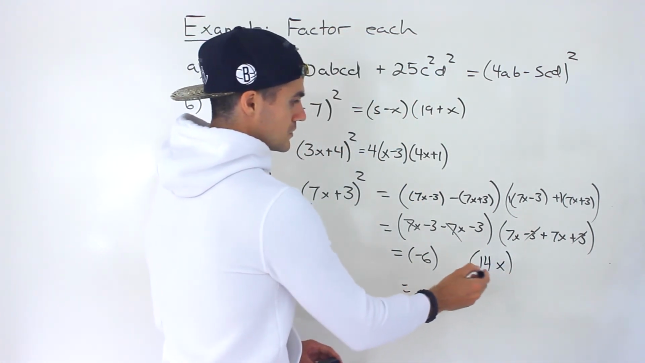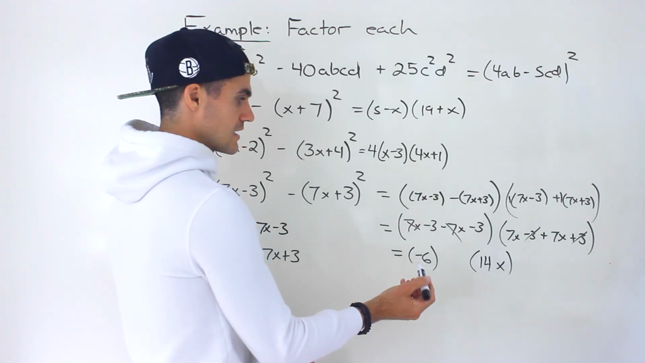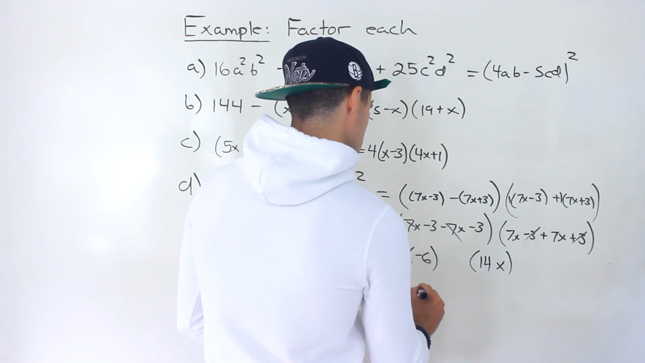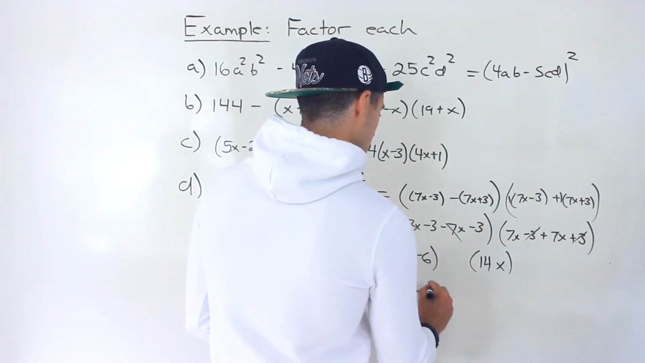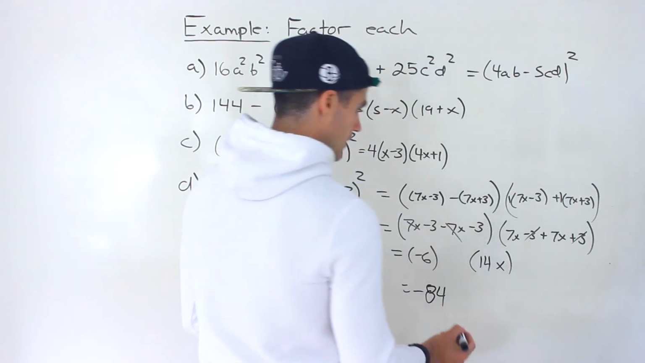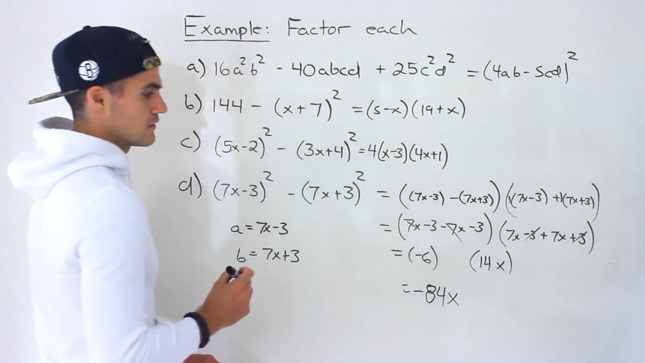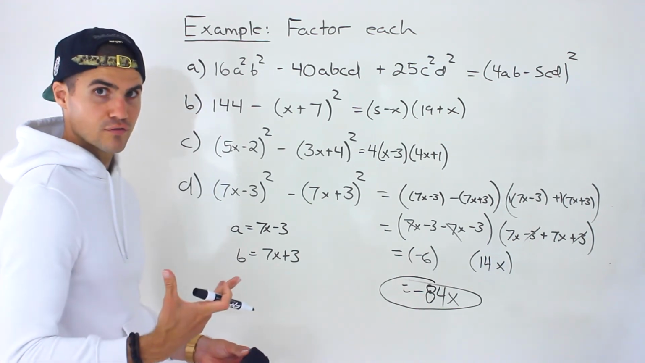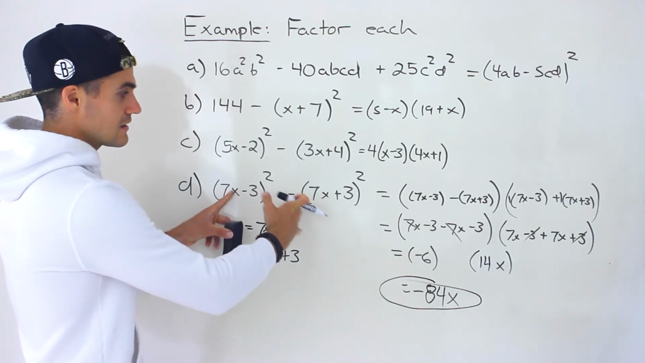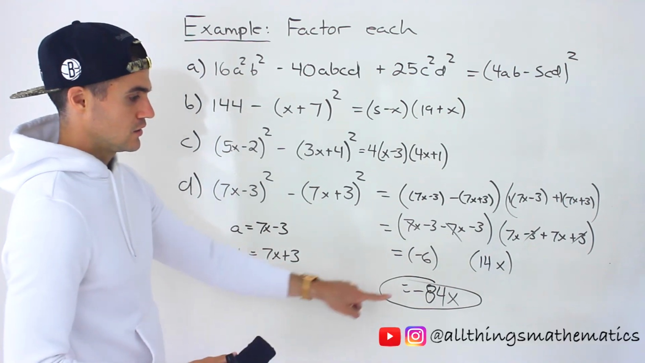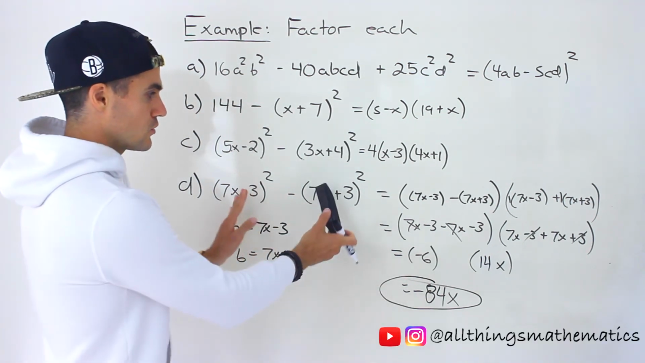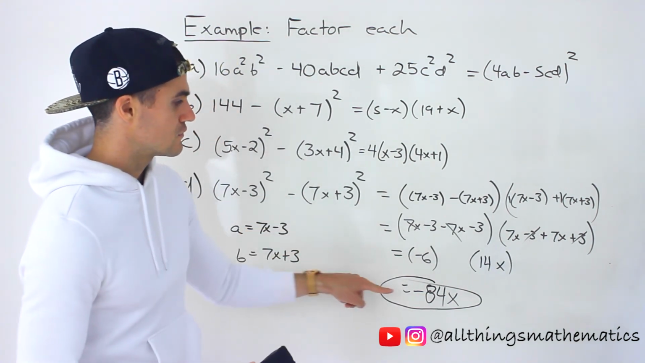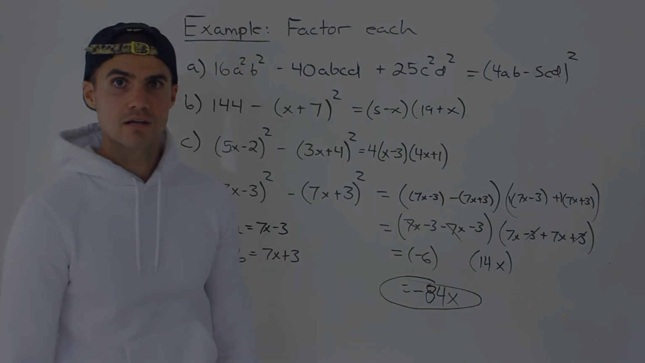So then what we would do, 14x times negative 6, notice we could just multiply those because they're just single expressions. So we'd end up with negative 84x. So that actually ends up being the final answer, a nice simplified expression. If you were to fully expand this, you would just end up with this, so there's no further factoring you would do. But if you factor it as a difference of squares, you just end up with that single expression.